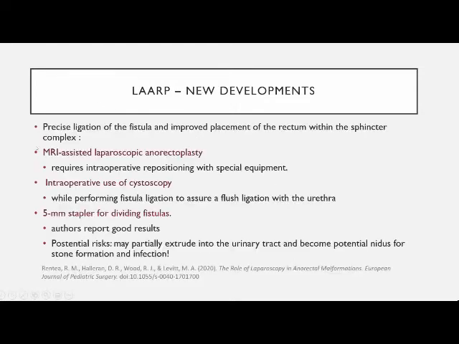Some of the newer developments in laparoscopic anorectoplasty include precise ligation of the fistula and improved placement by using MRI-assisted laparoscopic anorectoplasty. In this, intraoperative repositioning is done with special equipment. Intraoperative cystoscopy, as already described earlier, can be done, especially during fistula ligation, so that flush ligation is done and there is no remnant, which is the complication I just described. 5 mm staplers have also been described for dividing the fistula, and early results have been good. But a potential risk is that the staplers may partially extrude into the urinary tract and become a potential nidus for stone formation and lead to infection.